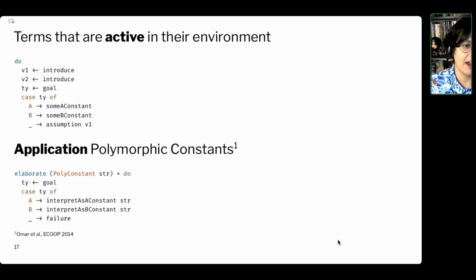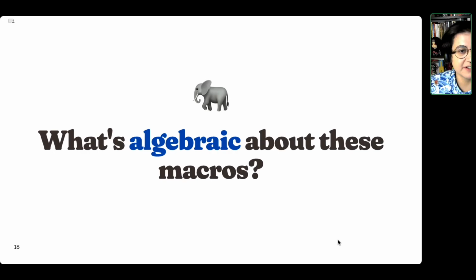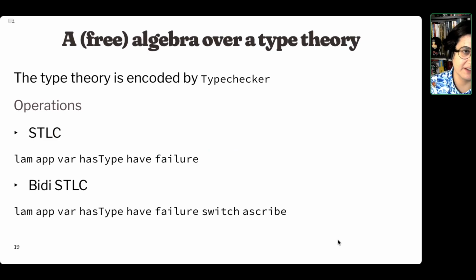If you have different types of constants, for instance, a string that you want to interpret as HTML or Markdown, you could implement this elaboration using our algebraic macros. You might be asking yourself, what is algebraic about these macros? And the answer is that it basically forms an algebra of a type theory.